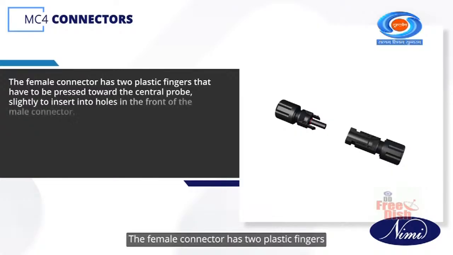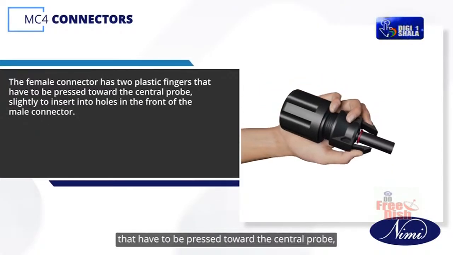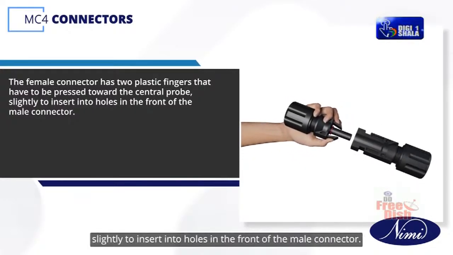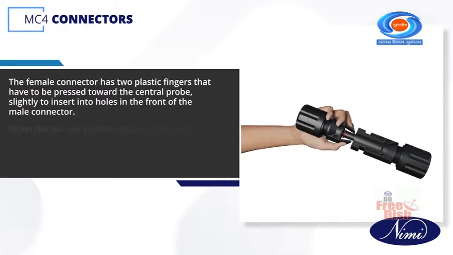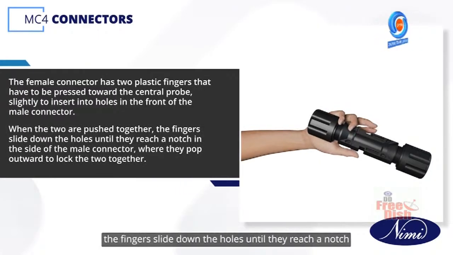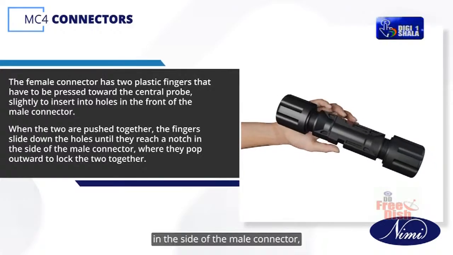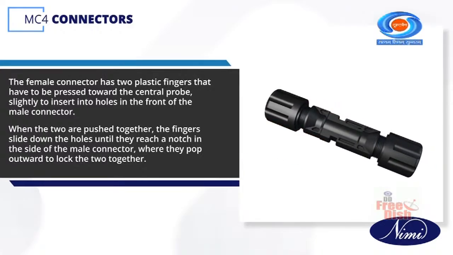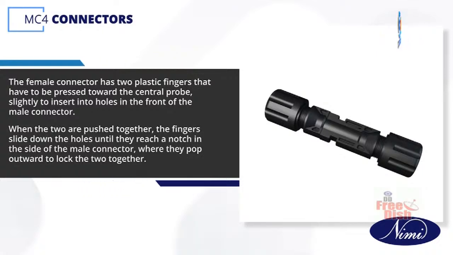The female connector has 2 plastic fingers that have to be pressed toward the central probe slightly to insert into holes in the front of the male connector. When the two are pushed together, the fingers slide down the holes until they reach a notch in the side of the male connector where they pop outward to lock the two together.